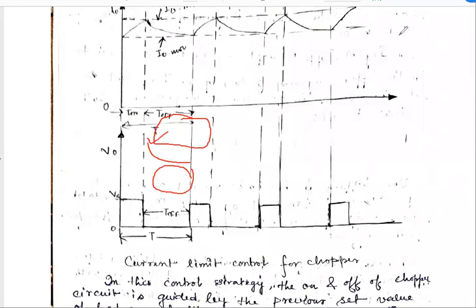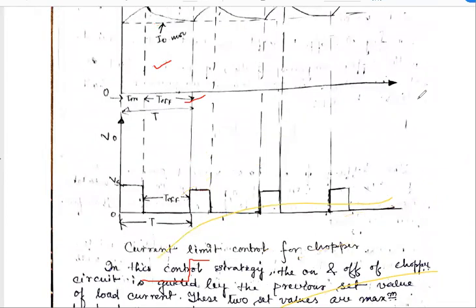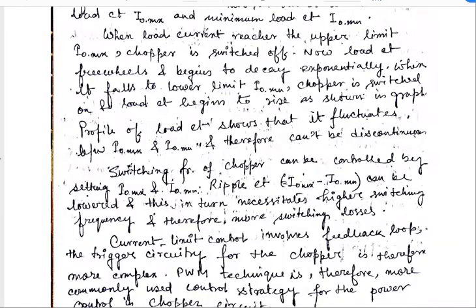This is well understood from this figure. When the current reaches the maximum IO max, the chopper switch is off. And when it reaches IO min, the chopper is again on and the output voltage is nothing but VGS. So this continues up to when we require the voltage modulation. And the current limit control involves a feedback loop, so the trigger circuit for the chopper is more complex. So actually the pulse width modulation technique is more commonly used as the control strategy for power control in chopper circuits.